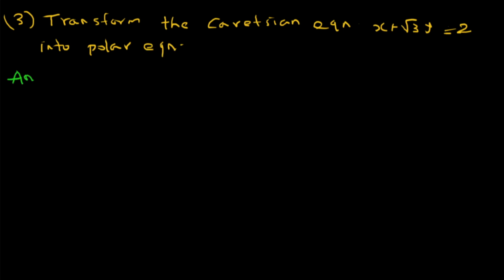Remember, we have this equation x plus root 3 y equal to 2, which is known to you. It is an equation of a straight line in Cartesian coordinates. In simple language, whenever you see only the variables x and y in an equation, it is generally a Cartesian equation. If there are variables r and theta, it is a polar equation. So you want to remove x and y and bring in r and theta only. That is the meaning of transforming from Cartesian to polar.